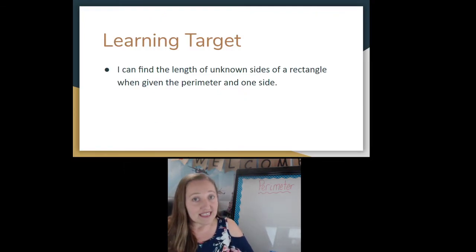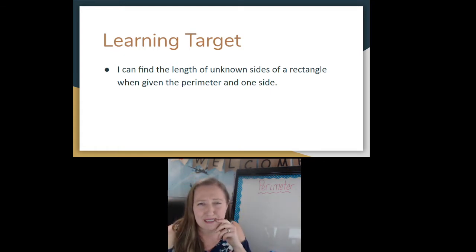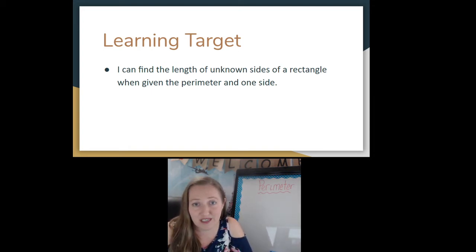Today, at the end of this lesson, you're going to be able to say, I can find the unknown side when given a perimeter and a side length. You may be thinking, but I don't know how to do that yet. That's okay. I'm going to show you exactly what I would do to solve this problem, and then you're going to be a pro also.